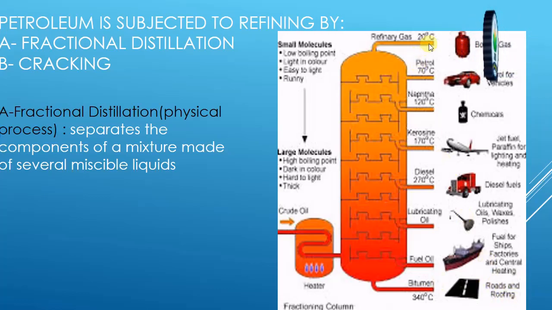If you notice here, there are different temperatures. At the top we have 20 degrees, and at the bottom we have 340 degrees. As we go up from the bottom to the top, the temperature is decreasing. And if we go from the top to the bottom, the temperature is increasing. You have to notice this one.